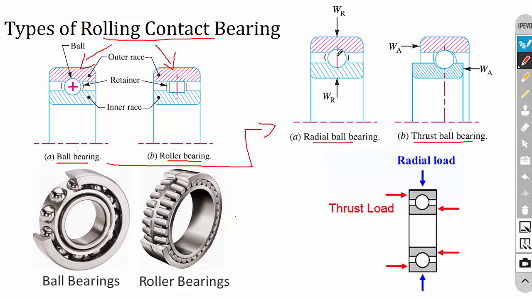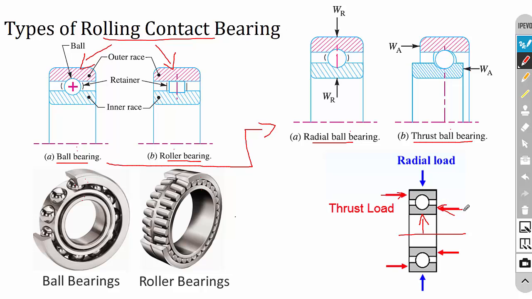In the case of radial ball bearing, the bearing is designed to take only the radial loads. That is the loads acting perpendicular to the axis of the shaft. So that is radial load. This radial ball bearing can withstand only the radial loads. In the case of thrust ball bearing, the ball bearing is designed to take the thrust loads. Thrust load means axial load.